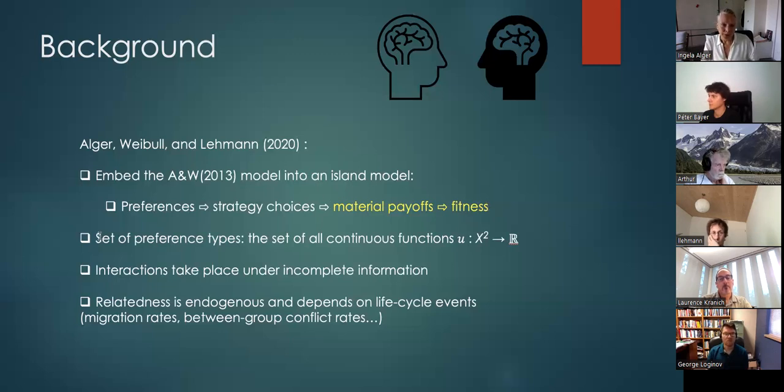But we again took the set of preference types to be the set of all continuous functions as before, and we also let interactions take place under incomplete information. What is new here is that we have the island model, which makes relatedness endogenous, and we can also make this distinction between material payoff and fitness.